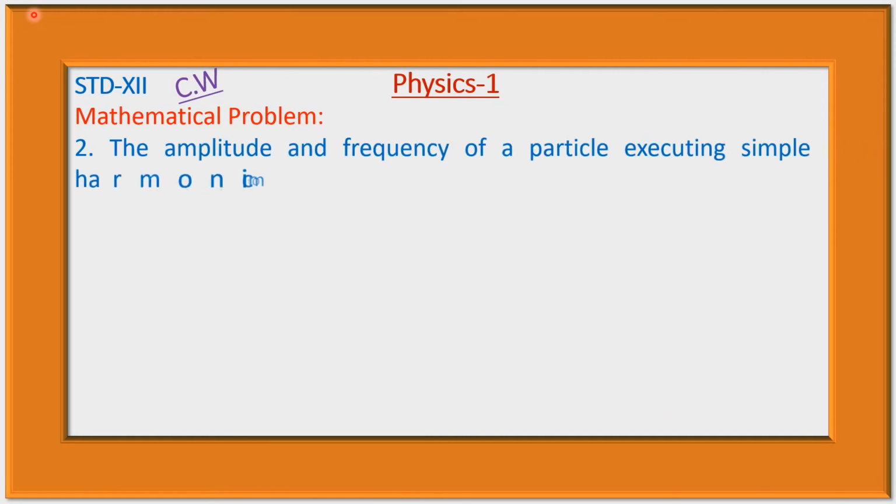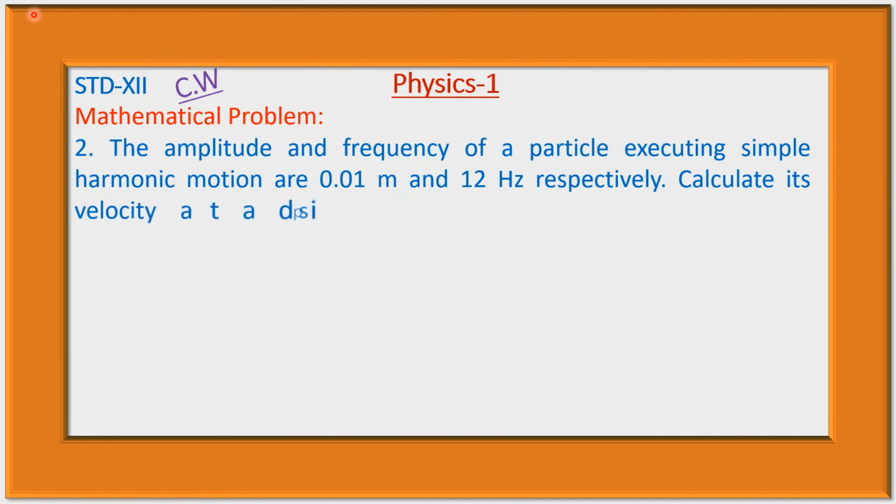2. The amplitude and frequency of a particle executing simple harmonic motion are 0.01 meter and 12 hertz respectively. Calculate its velocity at a displacement of 0.005 meter. Here the amplitude of the particle is 0.01 meter and the frequency of the particle is 12 hertz. We have to calculate the velocity at displacement 0.005 meter. We know velocity depends on displacement, so we have to determine the velocity at this displacement, and here amplitude and frequency are given. Now solution.